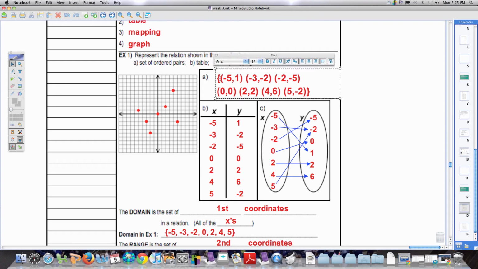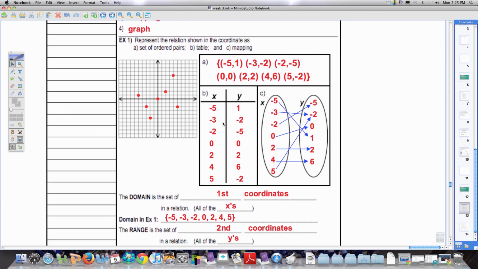Notice here, you need to fill these in. There's brackets. So you put your ordered pairs, which we just called off, -5, 1. Those are the points. Those are the coordinates. You put your coordinates inside the brackets. So that's how you could represent a relation as a set of ordered pairs.